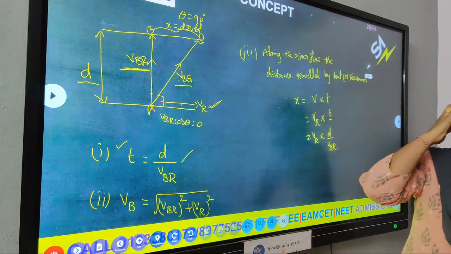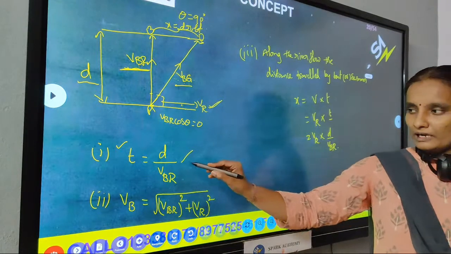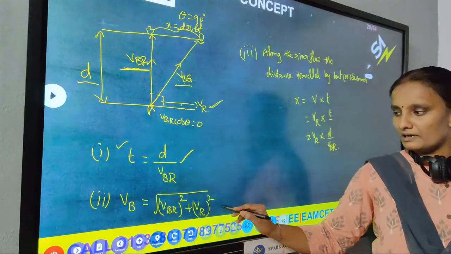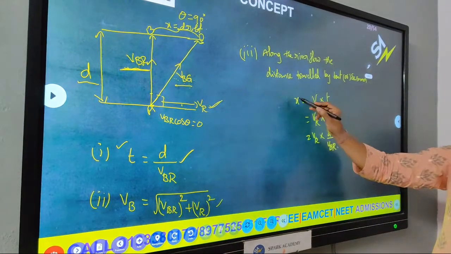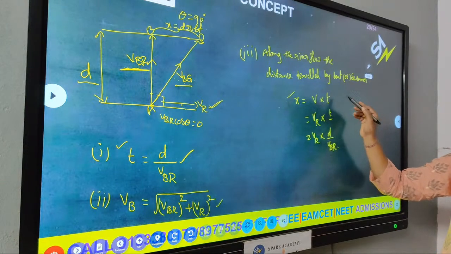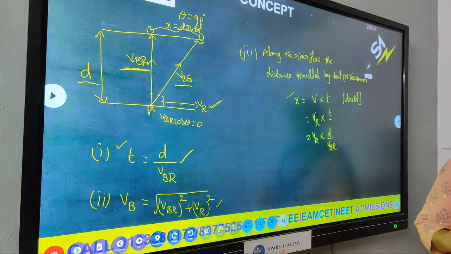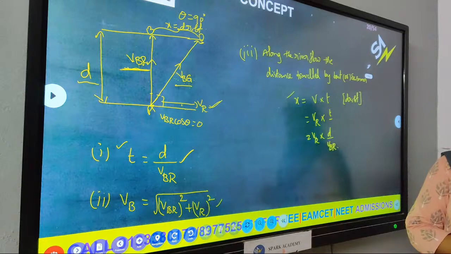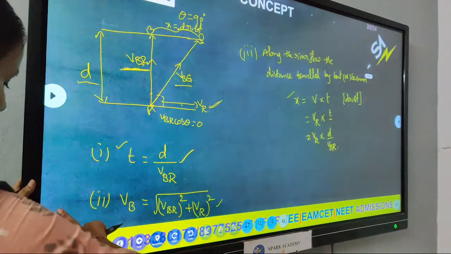So in a minimum time to reach the opposite bank, we have to remember what the time taken is, what the actual velocity of the boat will be, and what the along-the-river-flow distance travelled by the boat is, which is called drift. So in these two cases, drift is not minimized due to river flow. He travelled along the river flow.